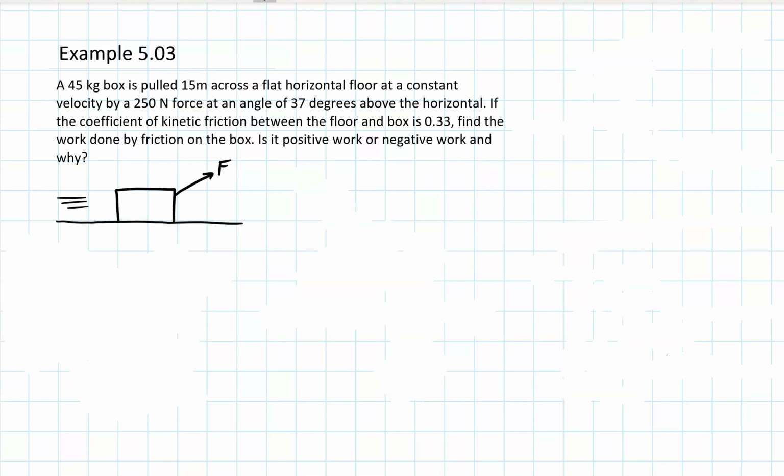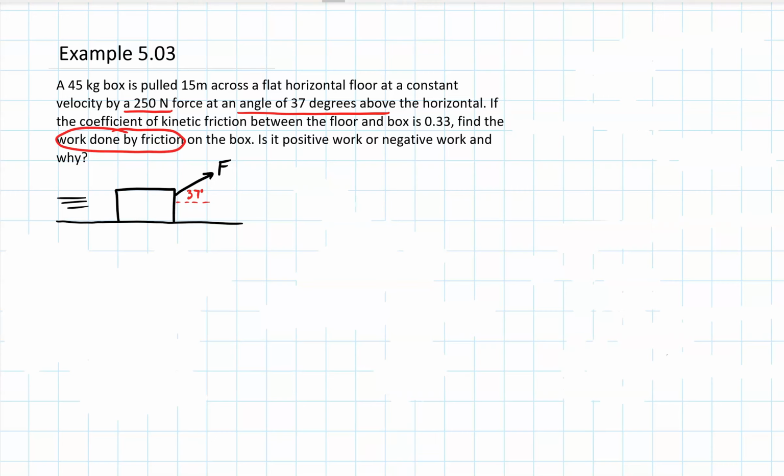Okay, so I sketched out the problem right there. You can kind of see what's going on, and the box is moving to the right. It's getting pulled by a force. They tell us that the force is 250 newtons, and at an angle of 37 degrees. So we can put 37 degrees right there. All right, and so first of all, it says, what is the work done by friction?